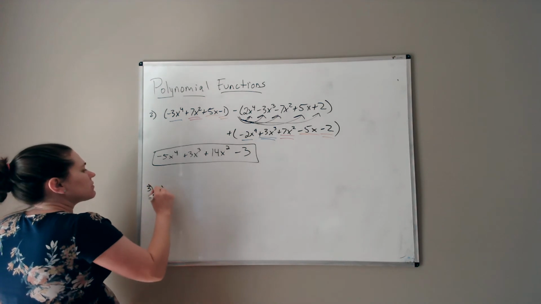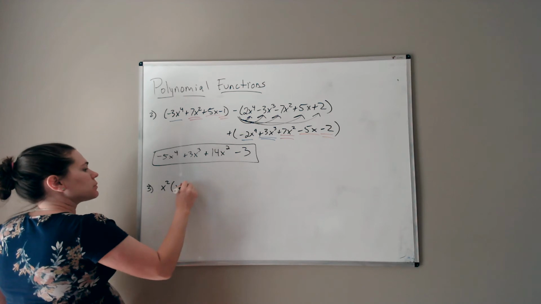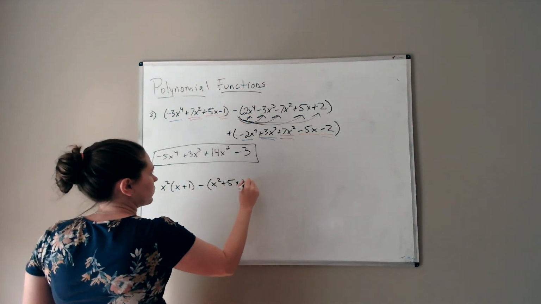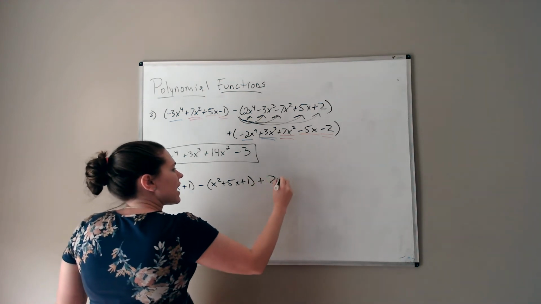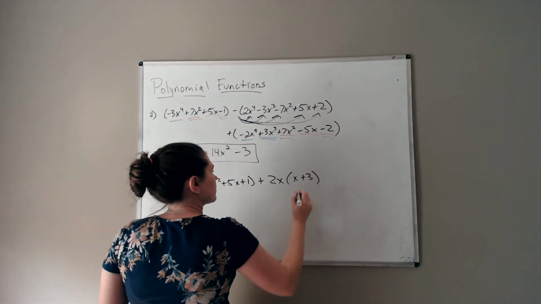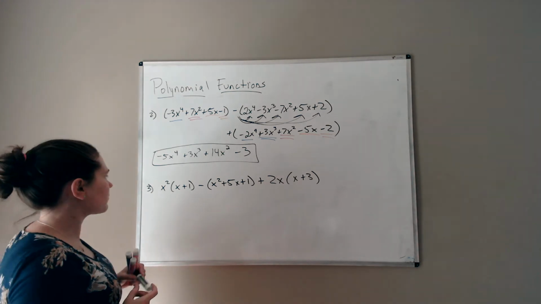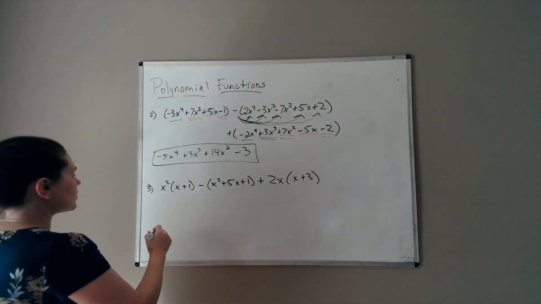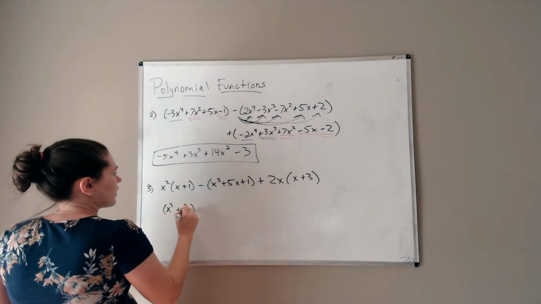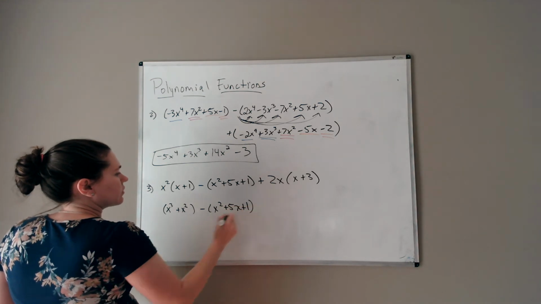Okay, number 3, we've got x squared times x plus 1 minus x squared plus 5x plus 1 plus 2x times x plus 3. Okay, so before we can add or subtract, the first thing is we have to do the multiplying. So this new polynomial is going to become x to the 3rd plus x squared minus, and we won't touch that second polynomial yet. That's a trinomial.